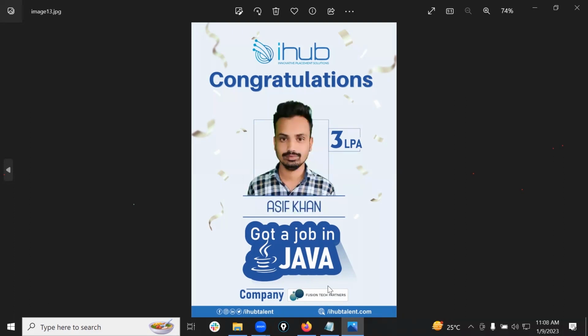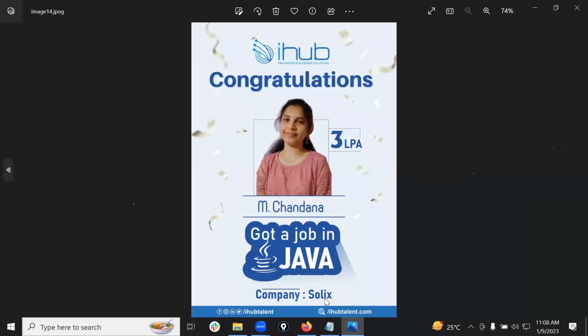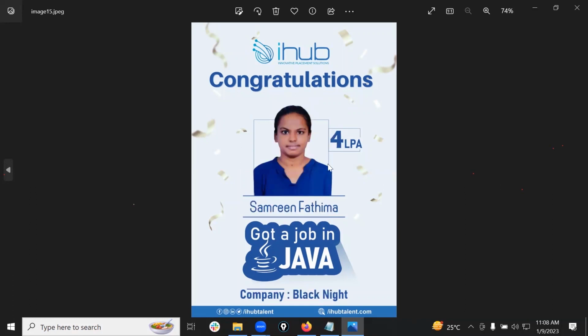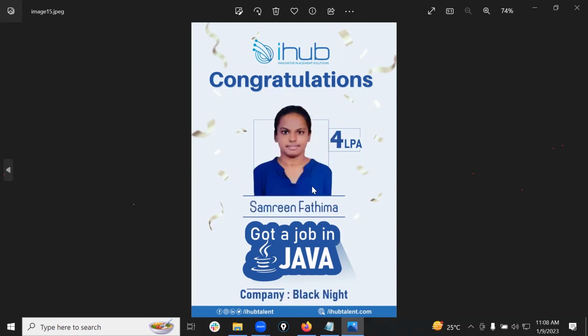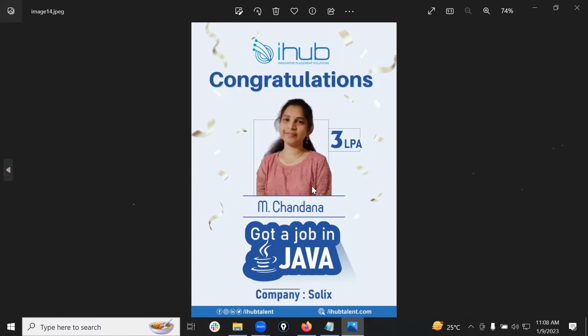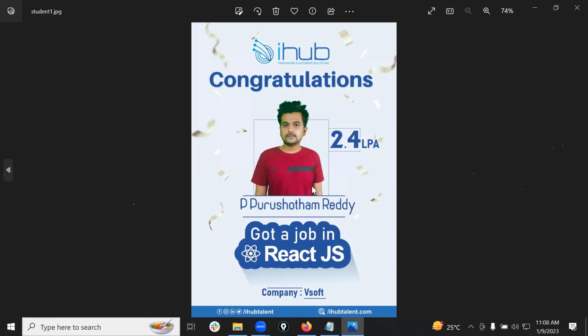And then, sorry, 6 members. Asif Khan is also there. You can see below, Fusion Tech Partners. And then we have M. Chandra. Solix, she also got placed. They are from the same batch, the 12th batch. Chandana, Samrin, Amrin. Amrin got a job in Black Knight. And Chandana got in Solix. Then we have Prutasham Reddy. He got placed in React.js. Because I told you, you have 2 positions now.